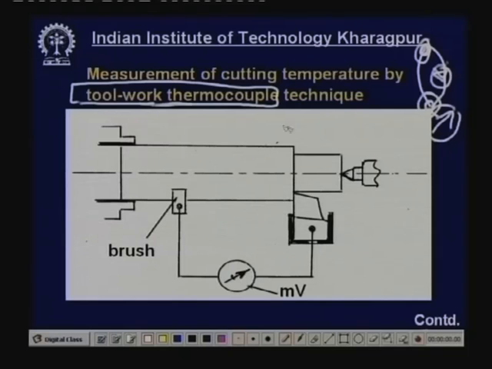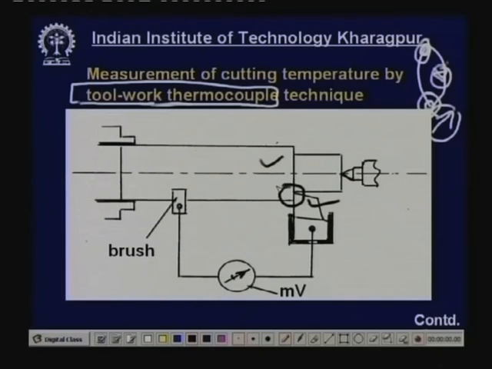Now, this tool and work comprise the tool work thermocouple technique. The work material is a conductive material. The tool is also a conductive material, suppose high speed steel or tungsten carbide, and this is mild steel, and this is the hot junction.